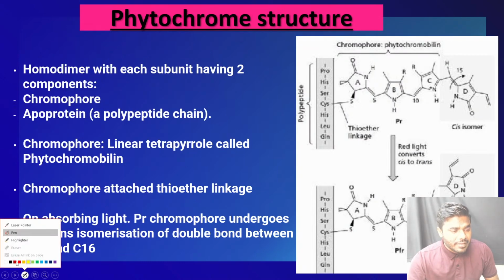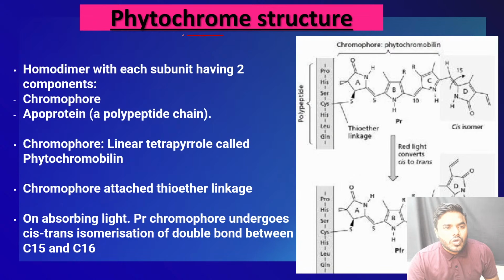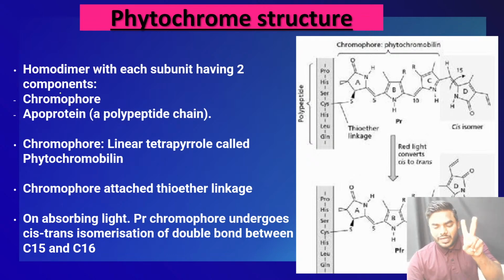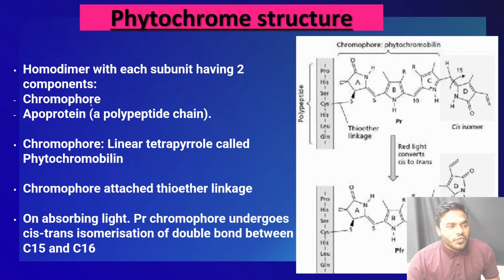Every student, listen to my words carefully. Phytochrome structure. Friends, our part B questions will come from here. The structures are extremely important. We have to remember the structural features. Phytochrome is made up of two components. Everyone has to listen. In tomorrow's class I will ask this only. Phytochrome contains a chromophore, and phytochrome contains an apoprotein.